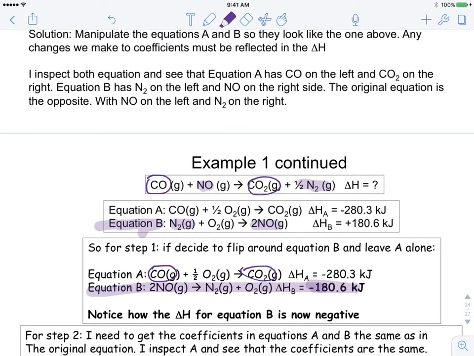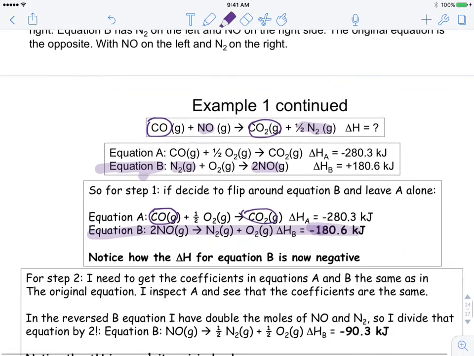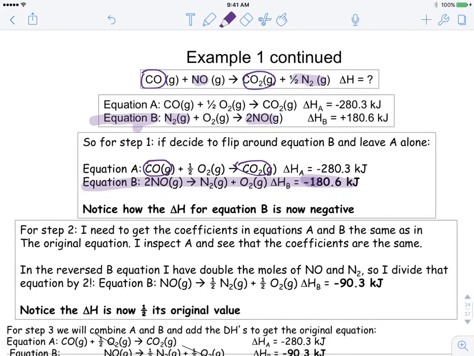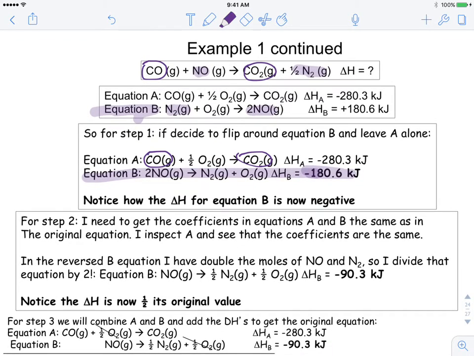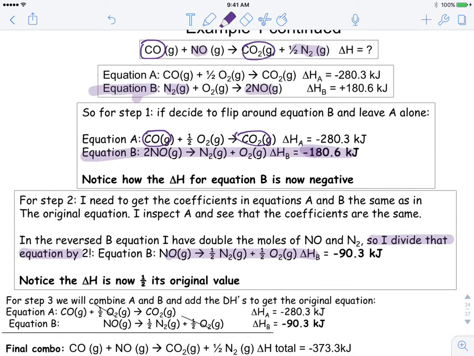But I'm not done yet, because in equation B, I have two NOs, and I need one. So I actually have to take equation B and cut it in half. So I have to divide equation B by 2. And when I do that, I get this for equation B. Now, when I look at this, instead of negative 180, it becomes negative 90.3.